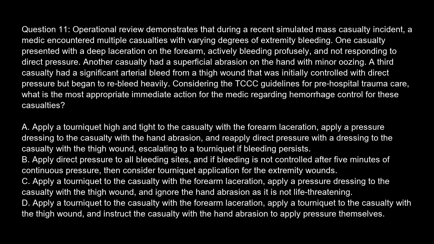Option C. Apply a tourniquet to the casualty with the forearm laceration, apply a pressure dressing to the casualty with the thigh wound, and ignore the hand abrasion as it is not life-threatening. Option D. Apply a tourniquet to the casualty with the forearm laceration, apply a tourniquet to the casualty with the thigh wound, and instruct the casualty with the hand abrasion to apply pressure themselves.